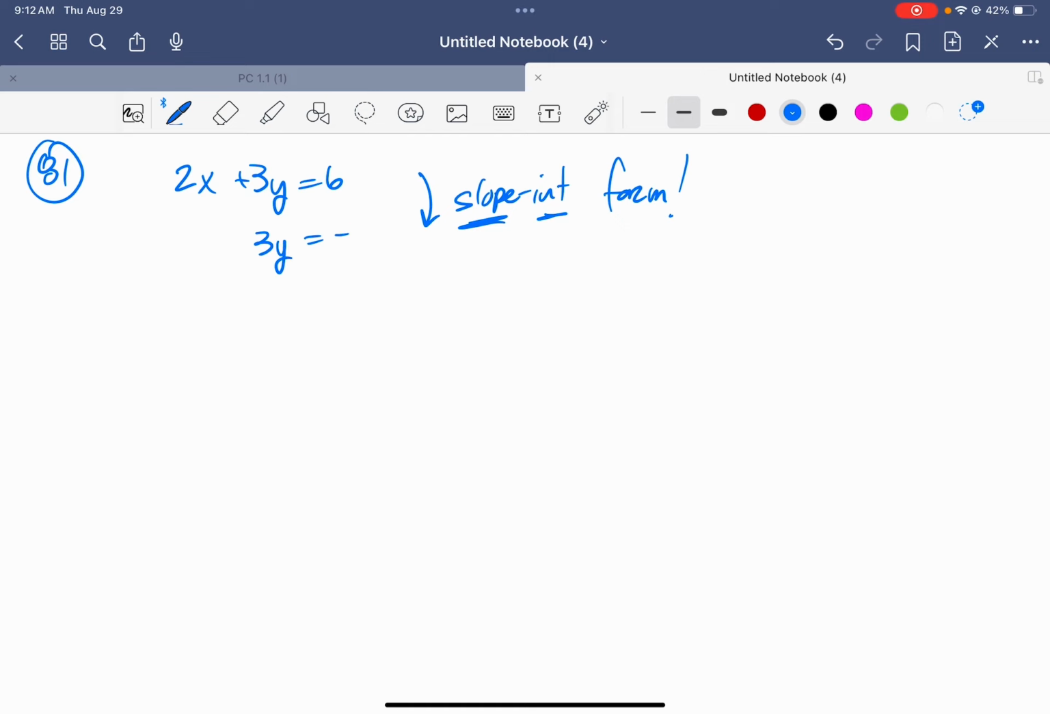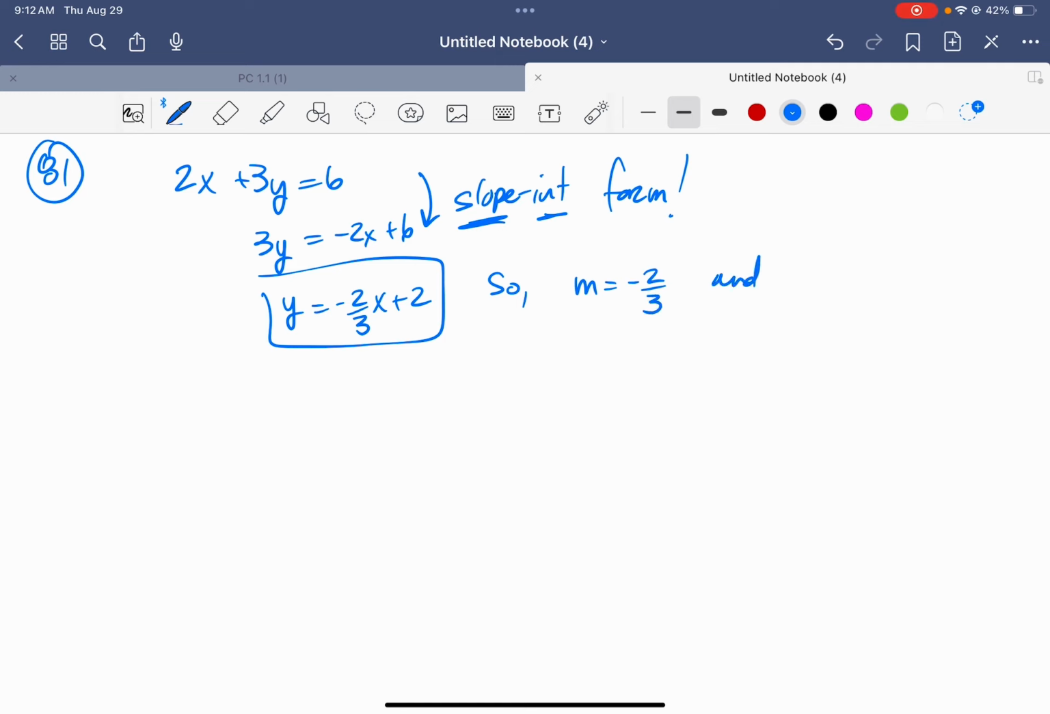So I'm first going to subtract my 2x, and I get this. And then I'm going to divide by 3, and I get this. So slope is equal to -2/3, and my y-intercept is what? 0, 2. So I've answered the first two questions. That's part A and part B. And now for part C, I'm ready to graph it.